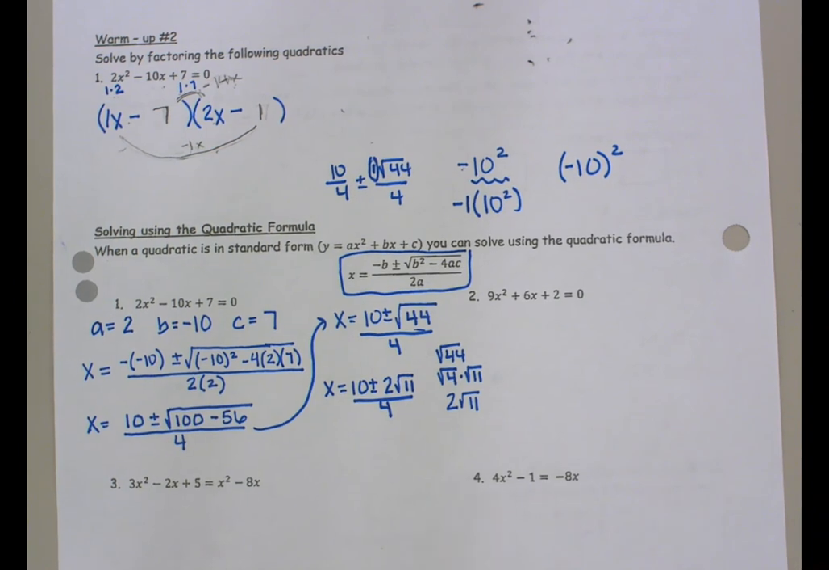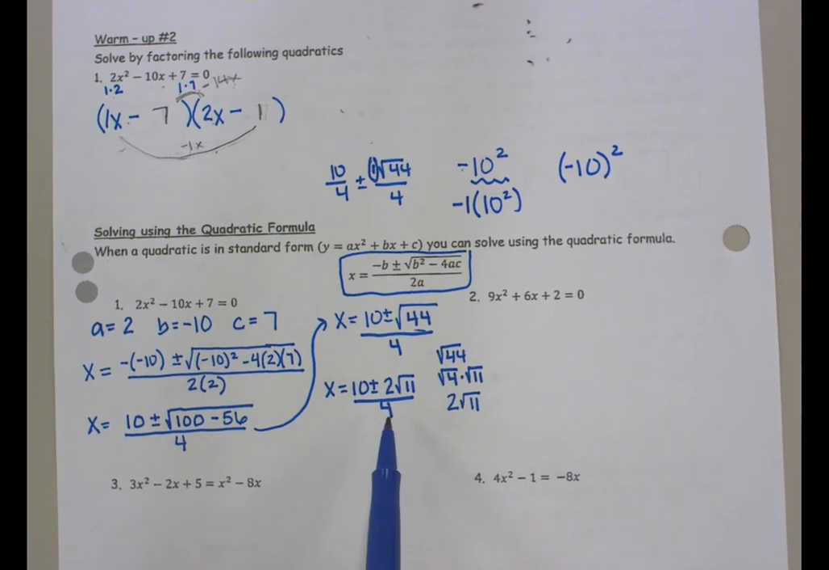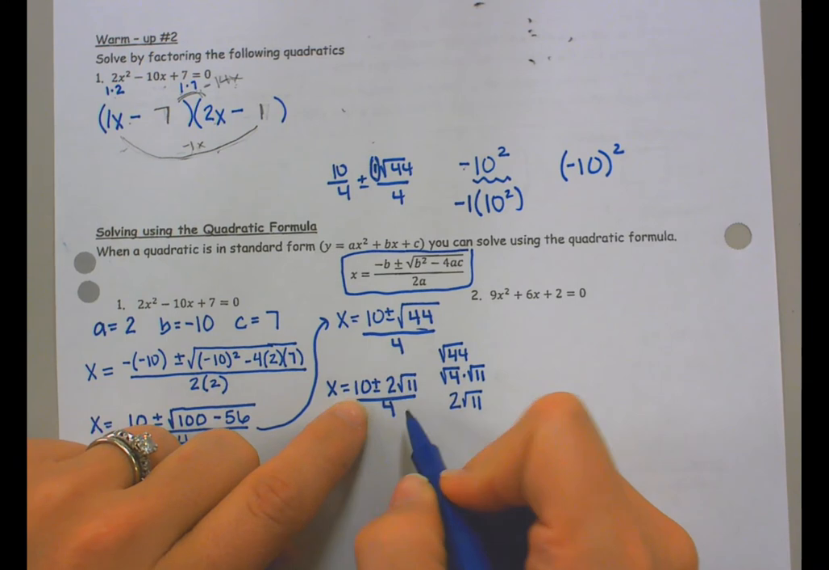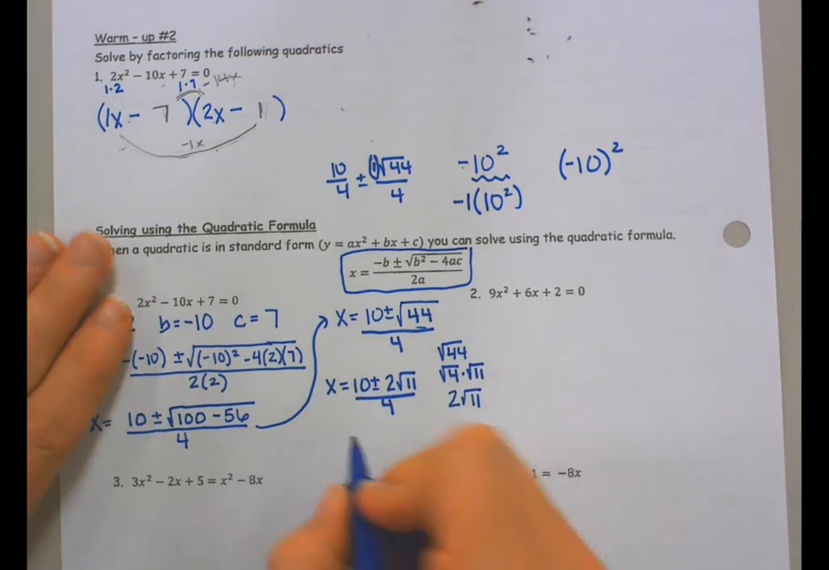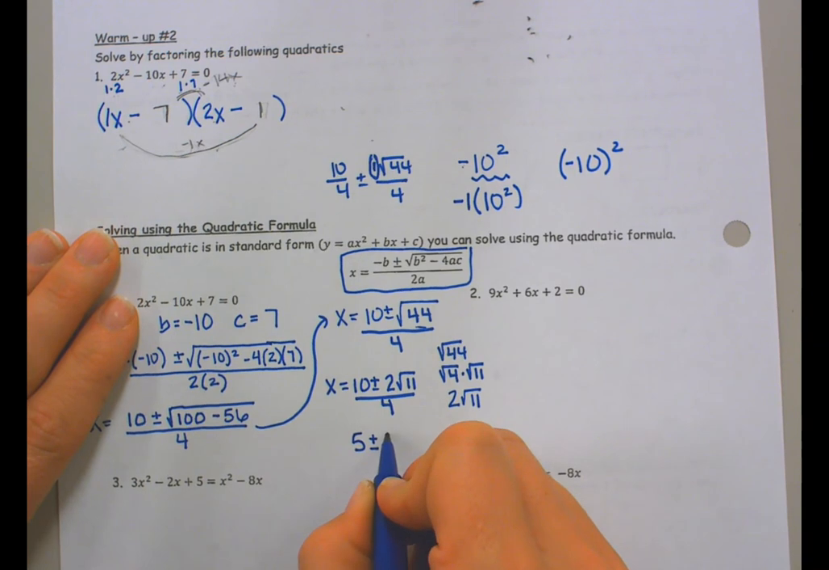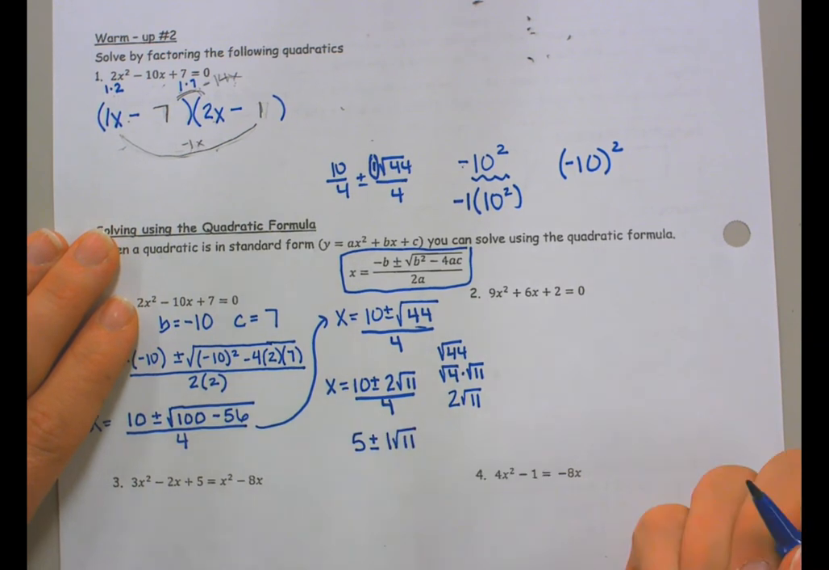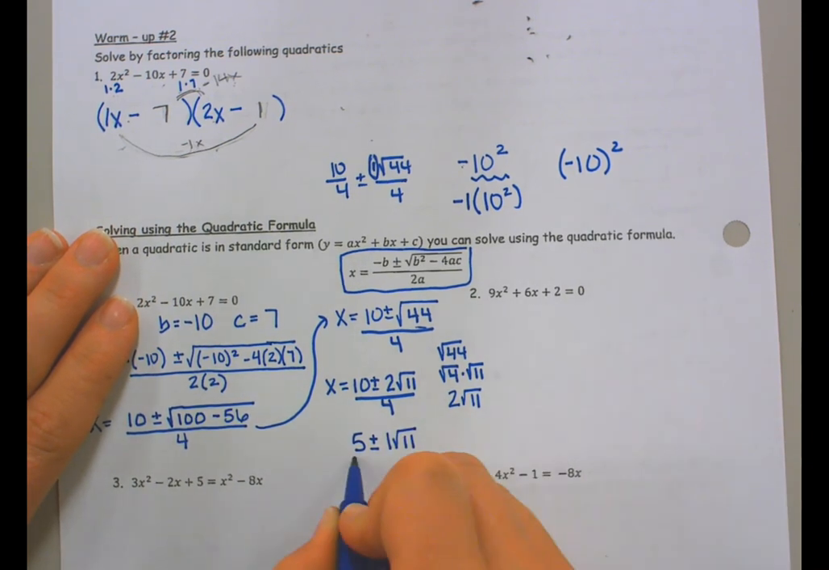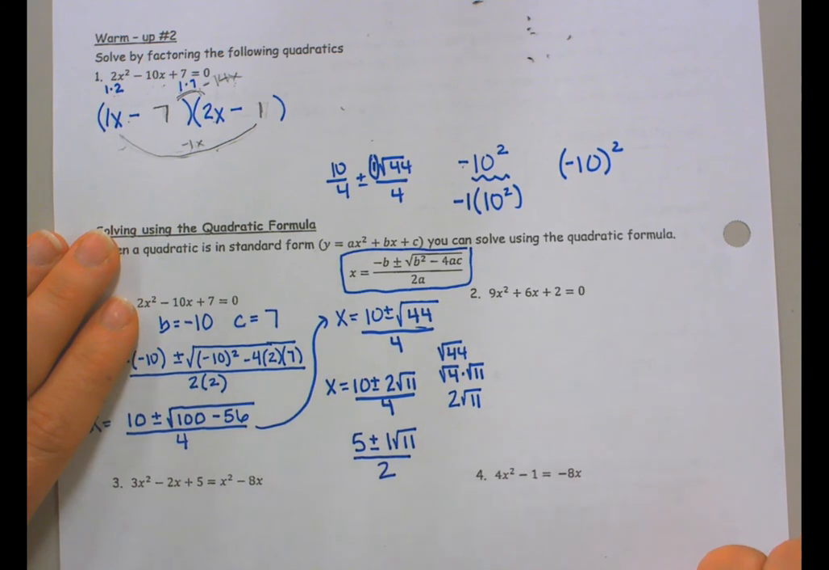And now, because I have a 10, a 2, and a 4, in each term I have something that can be simplified. I can reduce this fraction. 10, 2, and 4 are all divisible by 2. So I can divide each of these terms by 2. So 10 divided by 2 would give me 5. 2 divided by 2 would give me 1 square root 11, or just the square root of 11. And then 4 divided by 2 would give me 2.